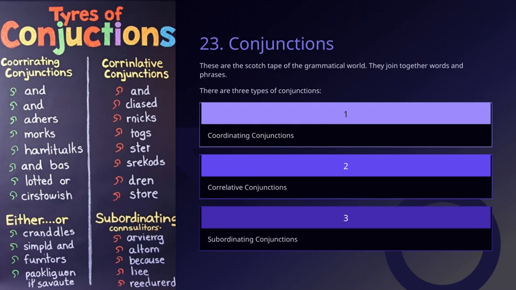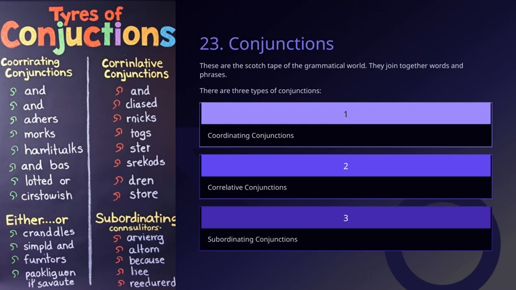There are three main types of conjunctions I want to highlight today. First, we have coordinating conjunctions. These are the most common and include words like and, but, or, nor, for, so, and yet. They connect equal parts like two words, two phrases, or two clauses, making the sentence more cohesive.